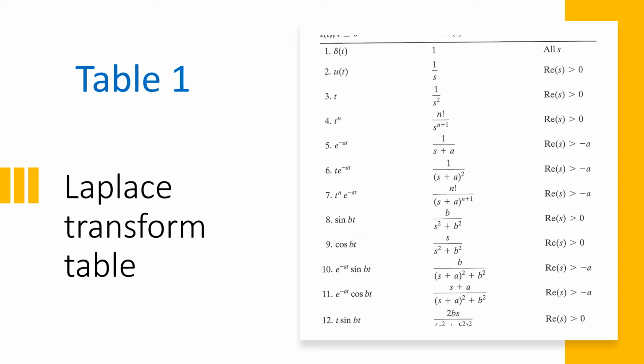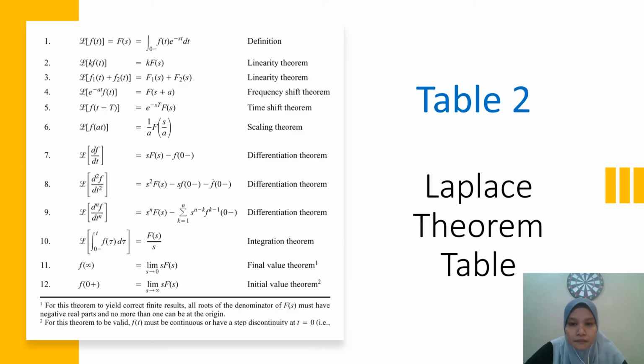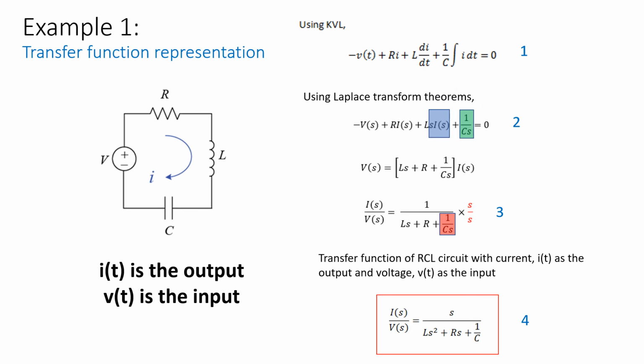In this video, I have included two tables of Laplace transform. Table 1 lists the Laplace transform of common functions such as impulse, unit step, ramp, and many more. The second column of the table shows the corresponding Laplace transform of the function. And the second table is the Laplace theorem table. We will use these two tables to do the conversions from state space representation to transfer function or from transfer functions to state space.